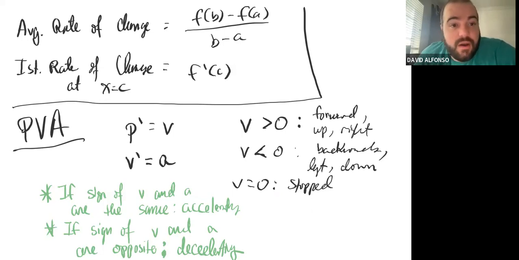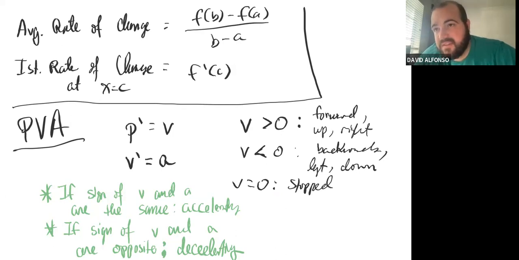But remember, a negative velocity just means you're moving backwards. So if your velocity is getting more negative, that means you're accelerating backwards. Again, it just depends on the problem. Okay, so that's the basics of PVA problems.